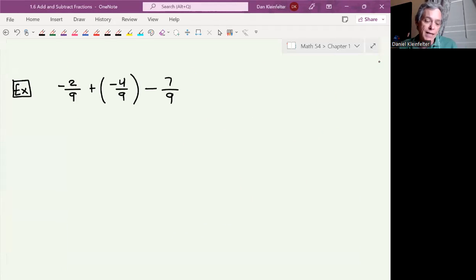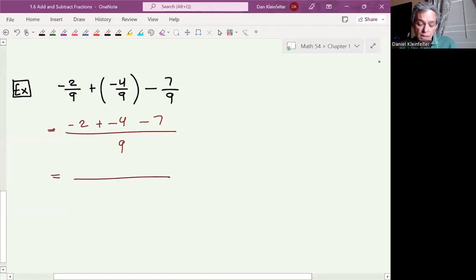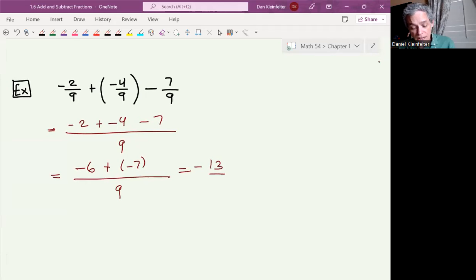This one, we've got some ninths. We have negative 2/9 plus negative 4/9 minus 7/9. So we're combining up ninths. So we'll have negative 2/9 plus those negative 4/9 minus 7/9. Okay, now our answer here is going to be in ninths. Negative 2 plus negative 4 is negative 6. Negative 6 plus negative 7 is negative 13. So we have negative 13/9.